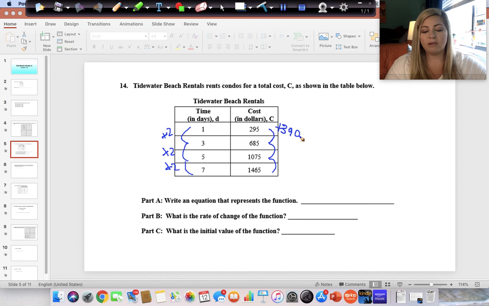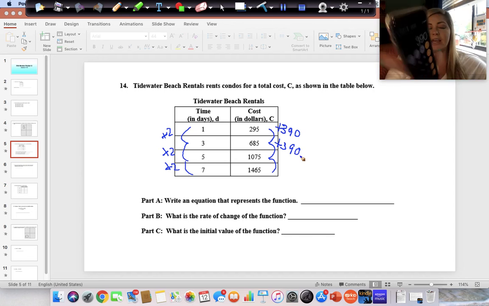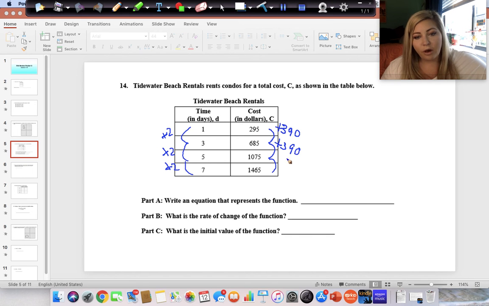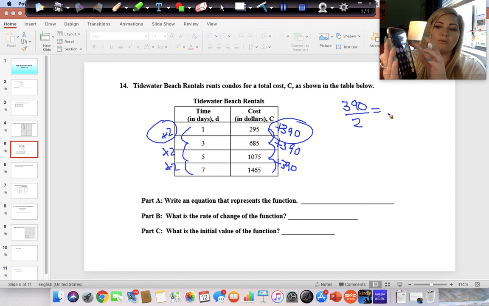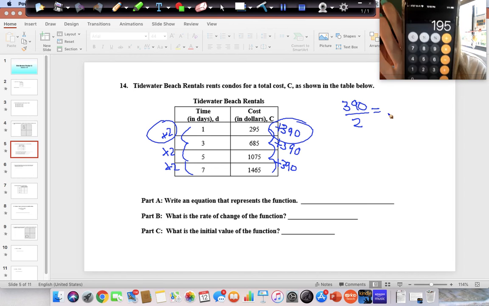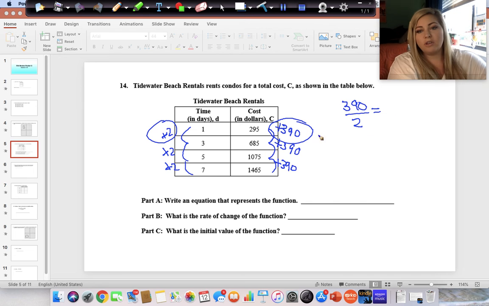I'm going to do that with 1075 and subtract 685 from that just to make sure we're continuing to get 390. And then again with our last one, just to triple check, 1465 minus 1075 again gives us 390. So that worked out. Now what we do is we take this, our change in y, and put it over our change in x. 390 divided by 2 gives us 195. So that is actually going to be our slope.